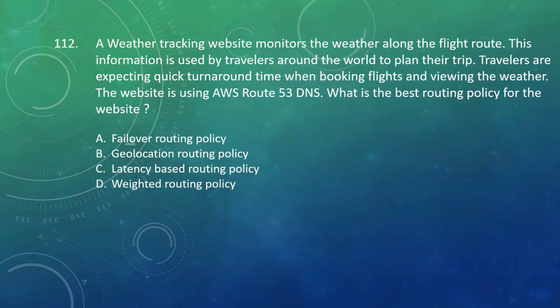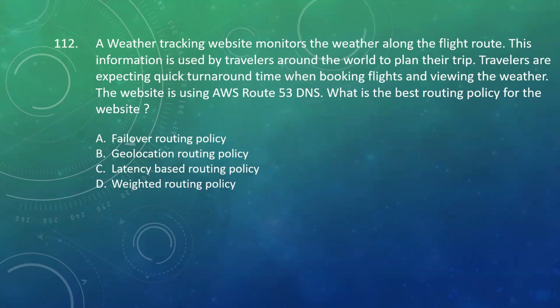Next question. A weather tracking website monitors the weather along the flight route. This information is used by travelers around the world to plan their trip. Travelers are expecting quick turnaround time when booking flights and viewing the weather. This website is using Amazon Route 53 DNS. Which is the best routing policy for the website?